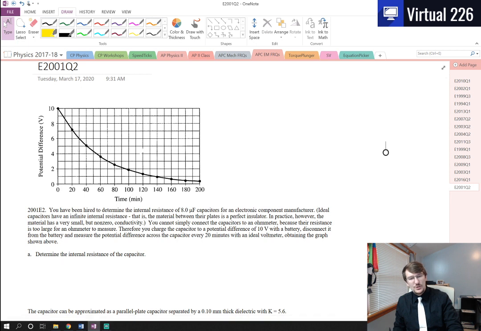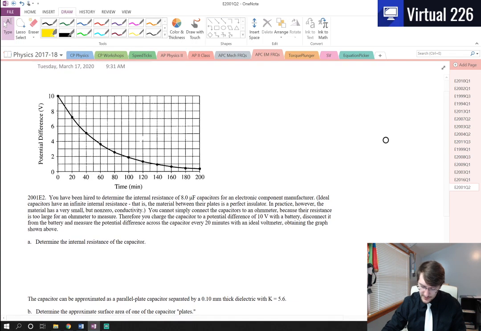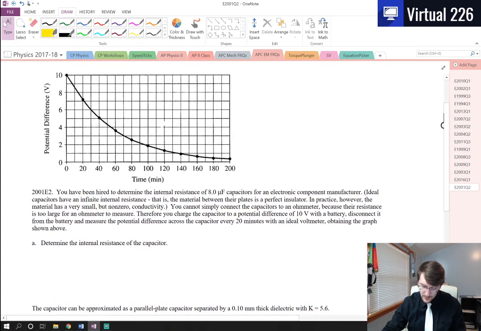We are looking at 2001 Electricity and Magnetism, question number 2. This is a somewhat strange question because they set it up in an interesting way with this graph here. What we have is a potential difference, a voltage graph as a function of time. And we have been hired to determine the internal resistance of an 8 microfarad capacitor for an electronic company manufacturer.